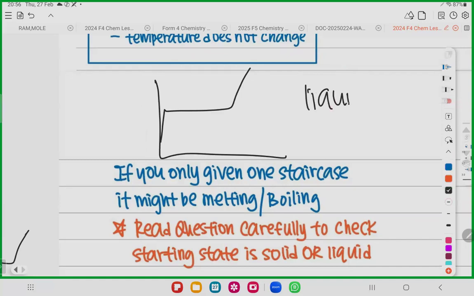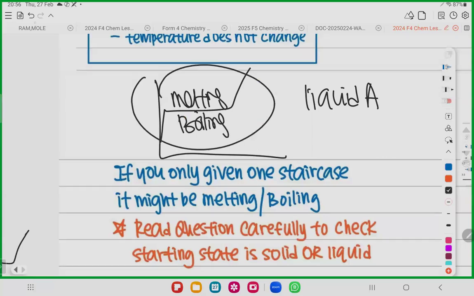So if they only give you one staircase and they say this is a heating curve for liquid A, you know already that one staircase might be melting or boiling. They tell me this is a heating curve for liquid A. Common sense. You have a liquid in the first place, you heat the liquid, it boils. You heat the liquid, you will boil it, not melt it.